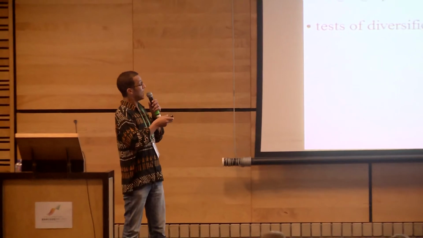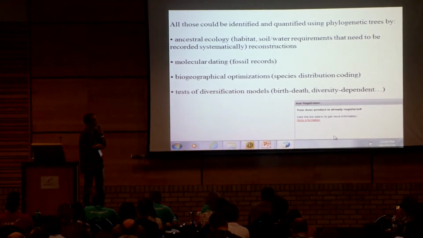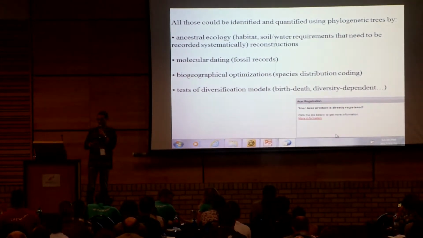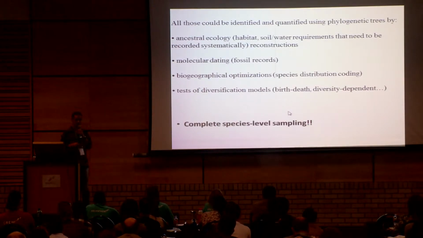Now, all this can be identified using phylogenetic trees. We need, as in the brilliant talk by Crystal, ancestral ecology reconstructions, coding species, etc. We need fossils to date the phylogeny, to give temporal details. And we can do biogeographical optimizations by doing species distribution coding, and then we test for diversification models. But, and this is where the barcoding story comes in, we need complete species-level sampling.